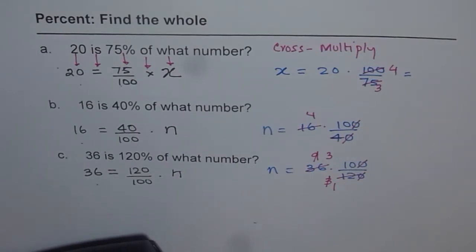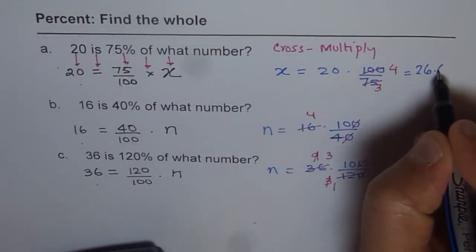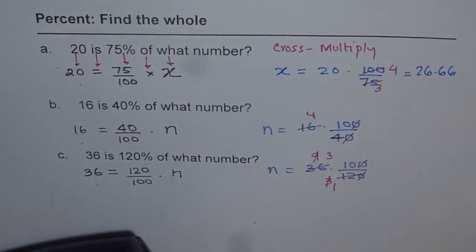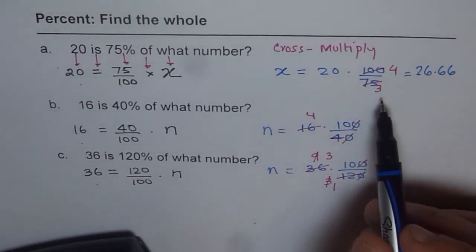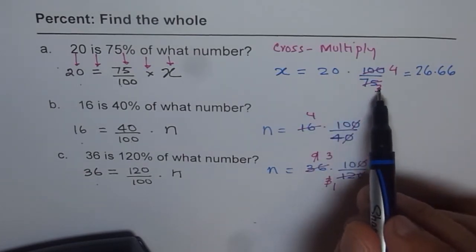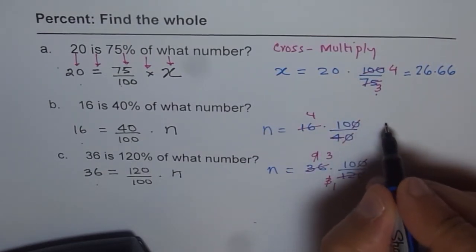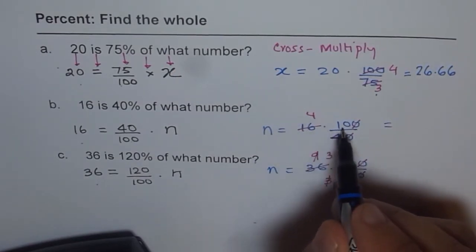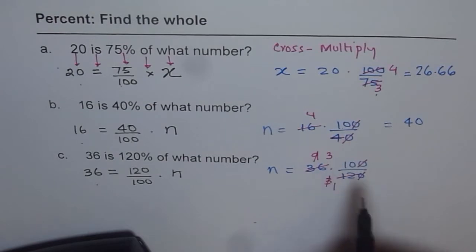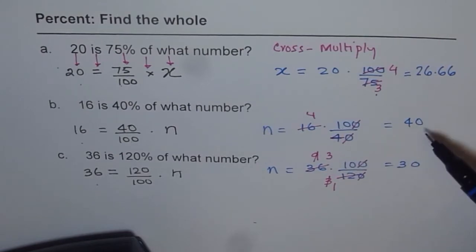So we have 20 times 4, which is 80. Divide by 3, right? Divide by 3 and you get a number in decimals, which is 26.66, correct? So that is how you can use a calculator and find answers if you get stuck with such numbers. You know, 20 is not a factor of 3, 4 is not a factor of 3, so you should be expecting a decimal number. Now in these two cases, it is straightforward. 4 times 10 is 40 and 3 times 10 is 30, correct? So we have got our answers here.